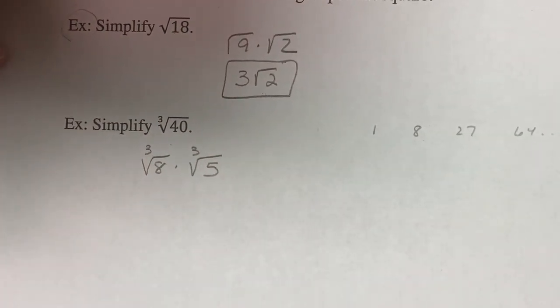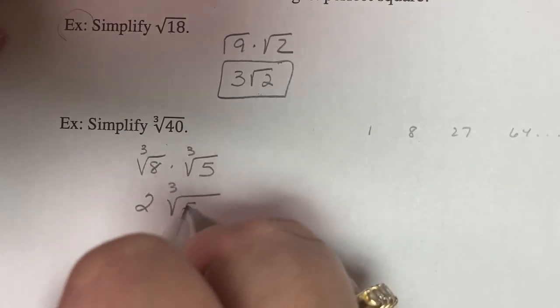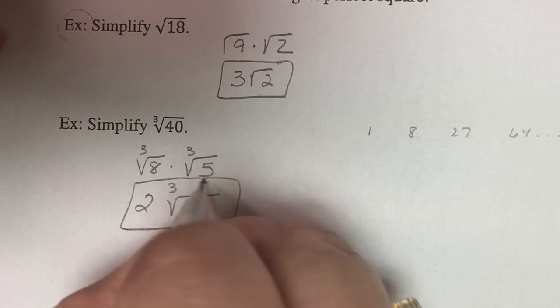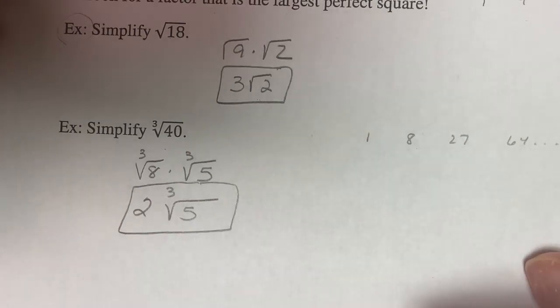But I know that the cube root of 8 is 2, so the cube root of 40 simplifies into 2 times the cube root of 5. So from here on in, you're going to be expected to always simplify your radicals if possible.